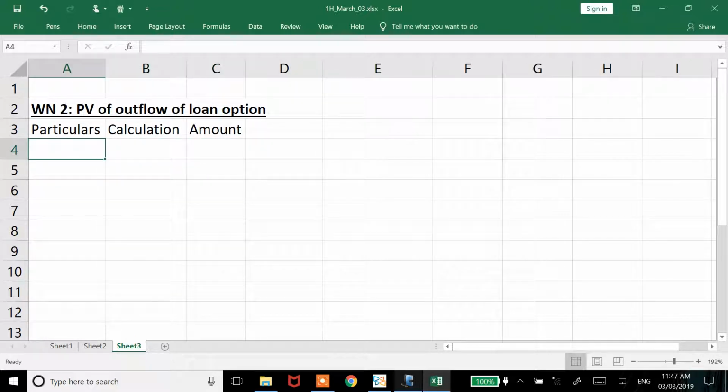Amount. Present value of outflow of loan option. Particulars, calculation, amount.